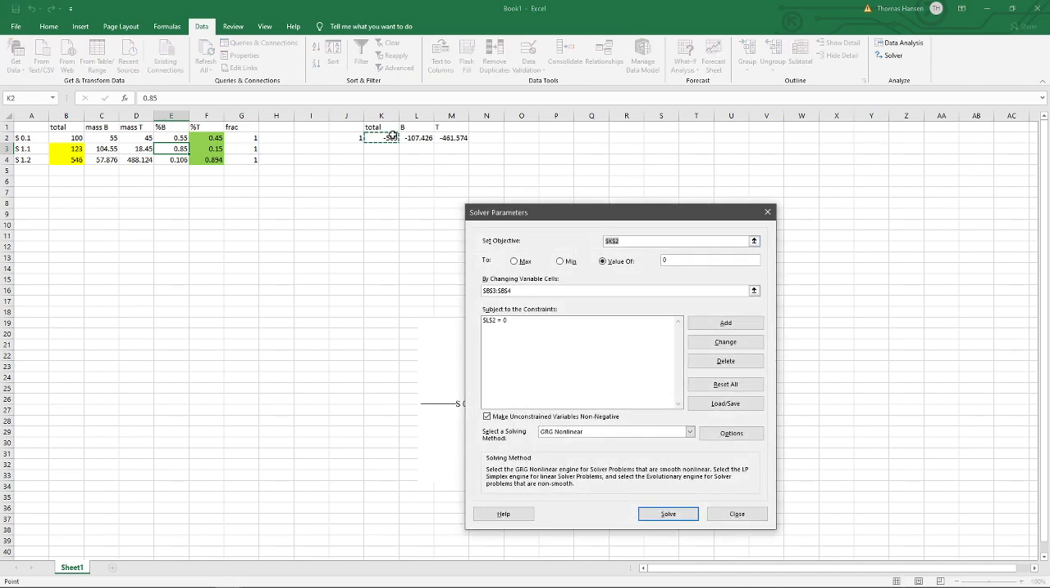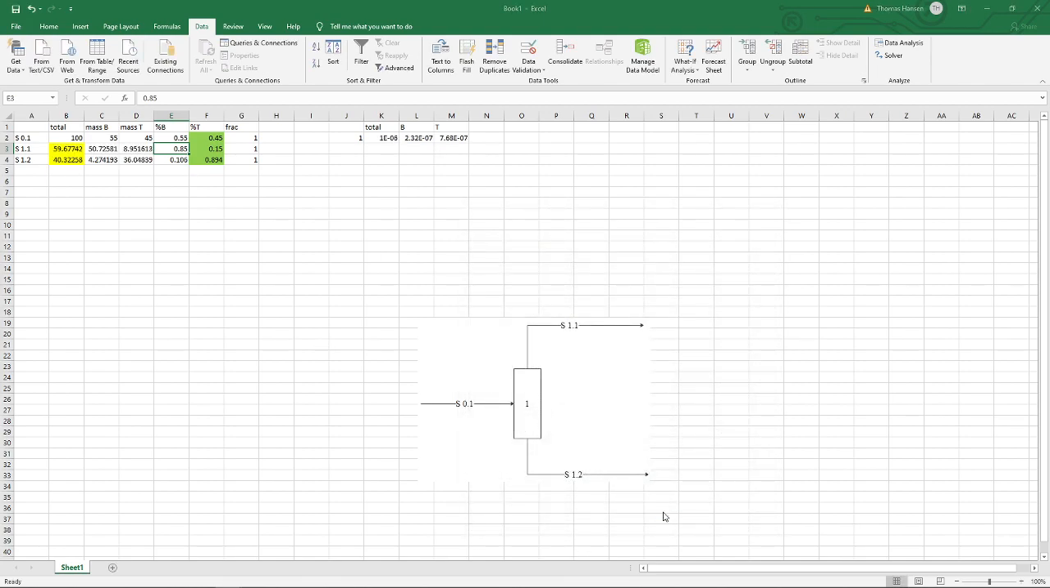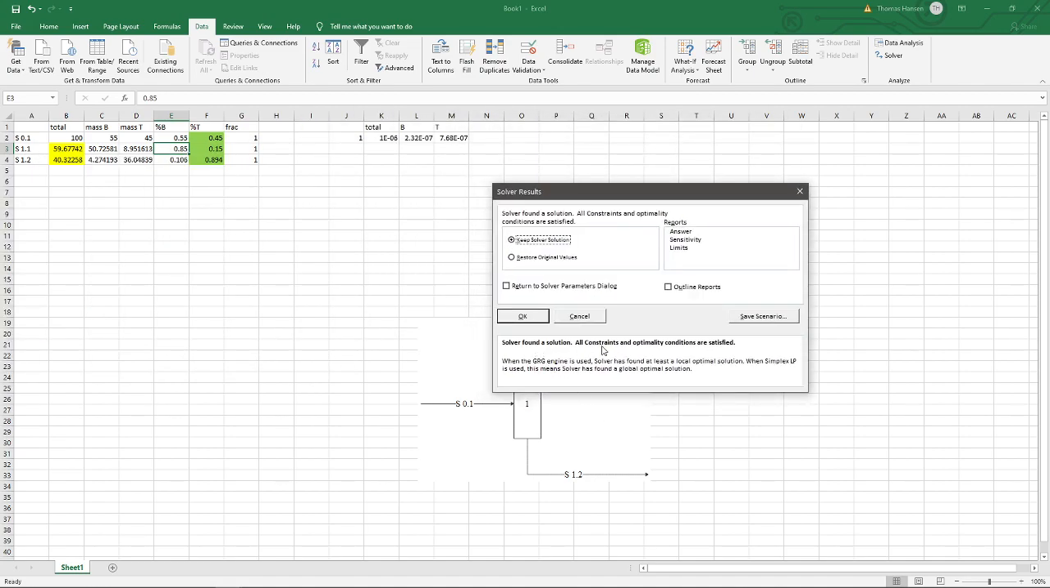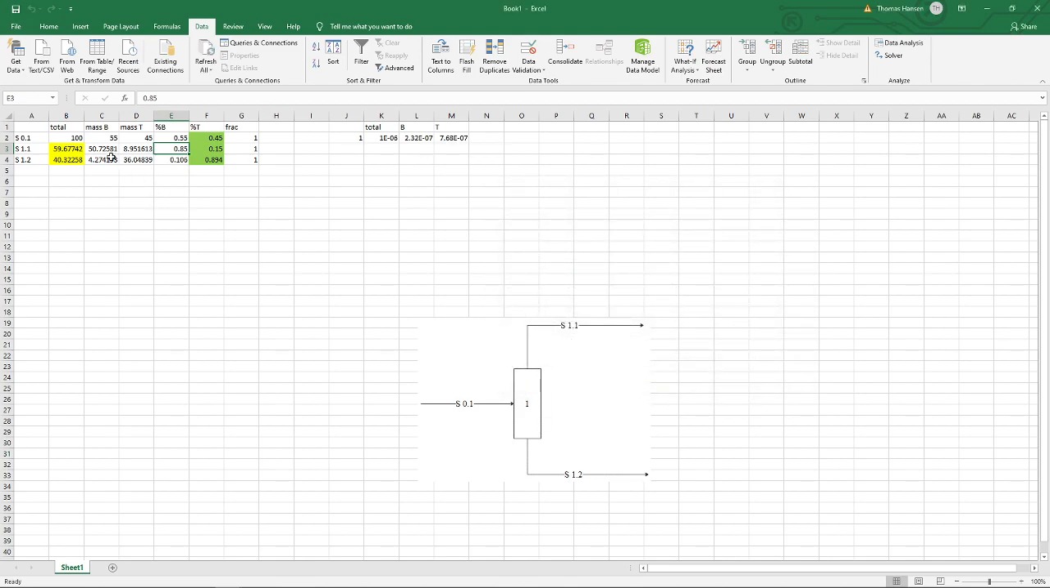But let's try it. K2 equal to 0, L2 equal to 0. It can change those two. I actually don't know if we have to put another constraint. Oh no, it's on the wrong screen. Hang on. There we go. Excel found a lovely solution for us. And we can then take a look at what has changed. Excel found that 59.6 kilograms will exit in the top and 40.3 will exit in the bottom. So that's basically how you approach solving a mass balance.